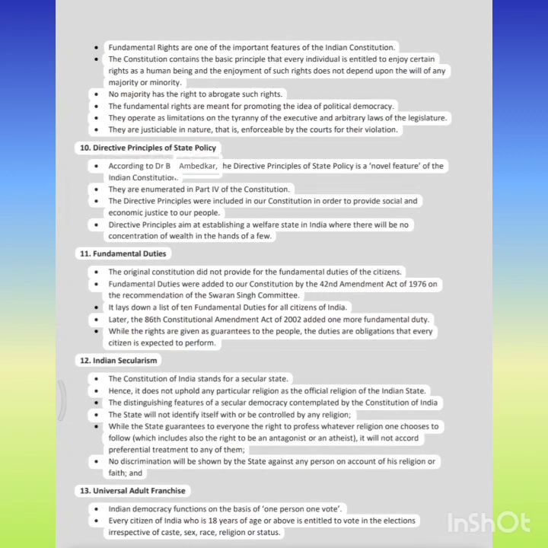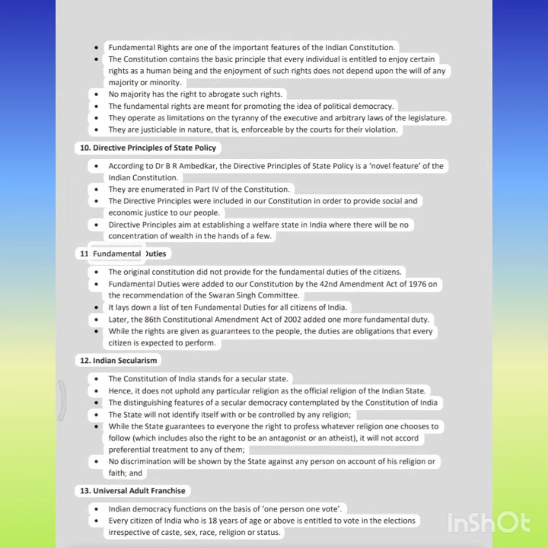B.R. Ambedkar, the directive principles of state policy is a novel feature of the Indian Constitution. They are enumerated in Part 4 of the Constitution. The directive principles were included in our Constitution in order to provide social and economic justice to our people. Directive principles aim at establishing a welfare state in India where there will be no concentration of wealth in the hands of a few.